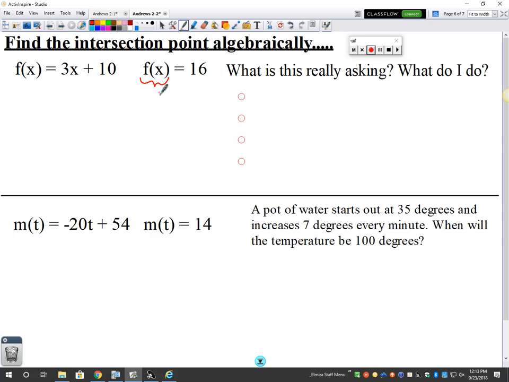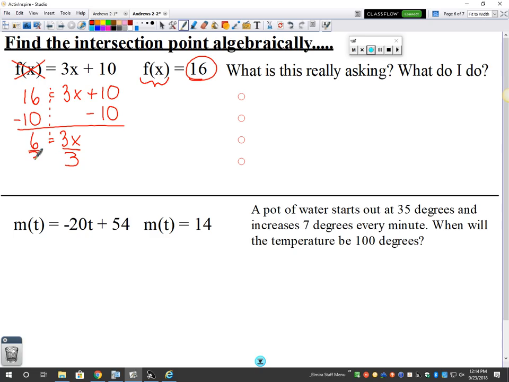So that means that over here, we're going to take f of x out and sub in 16. So 16 replaces f of x in f of x equals 3x plus 10. It does not replace x, it replaces f of x. So I'm going to subtract 10 from both sides because now this is a basic two-step equation. 16 take away 10 is 6 equals 3x. Divide by 3, divide by 3, and x equals 2.